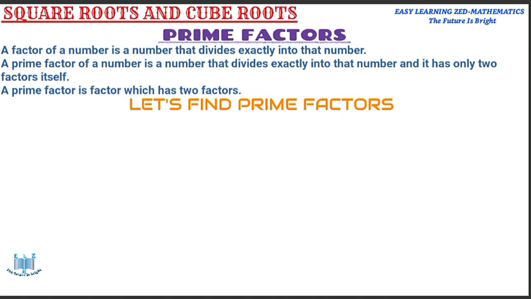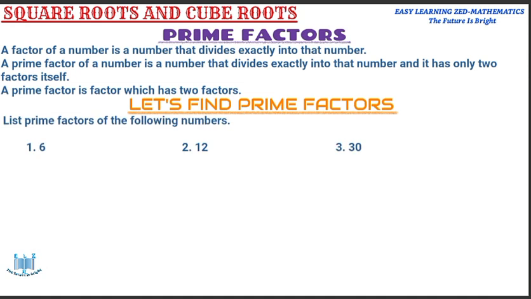So let's find prime factors. We're going to use these 3 numbers to find the prime factors. The instruction is: list prime factors of the following numbers. Number 1 we have got 6, number 2 I've got 12, number 3 we have got 30. What we're going to do first, we're going to find factors of these numbers, all the factors, whether it's a prime factor or not. We're going to list all the factors.